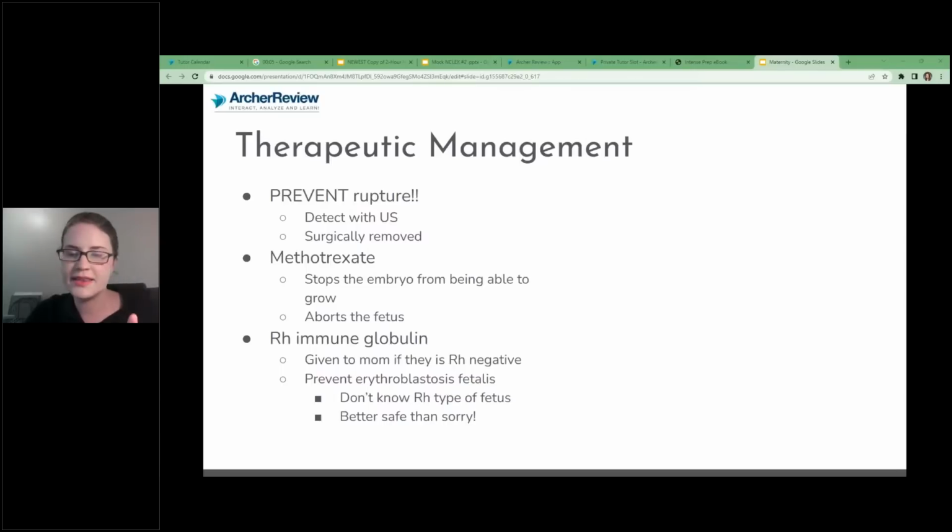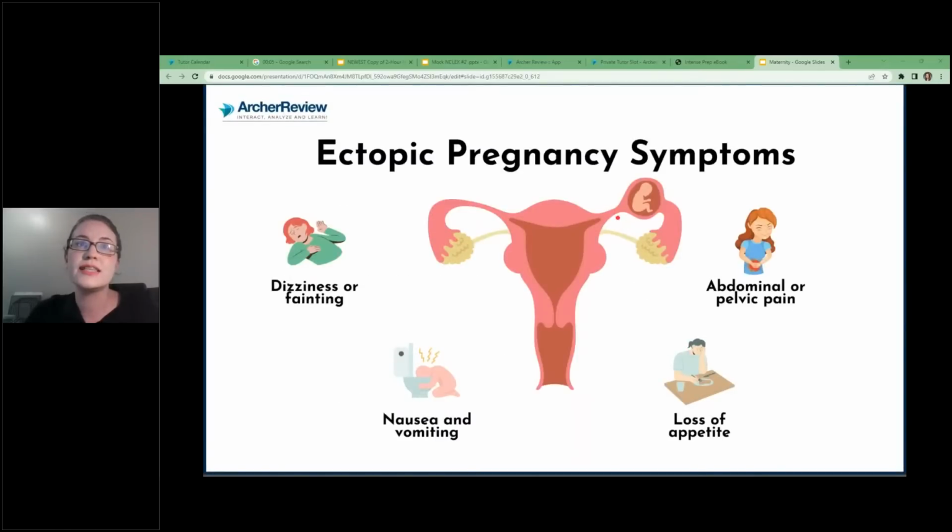So if you suspect this, if you have someone who's pregnant, they have unilateral pain and spotting, get an ultrasound ASAP. You need to detect it with the ultrasound. And if it looks like it's about to rupture, they're going to surgically remove it. Basically what they do is they cut out the portion of the fallopian tube that contains the ectopic, and they get rid of it. And so that destroys the functionality of that fallopian tube. So if that woman wants to get pregnant in the future, it's going to be a bit harder for her.